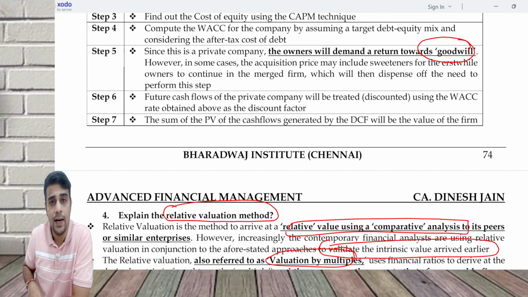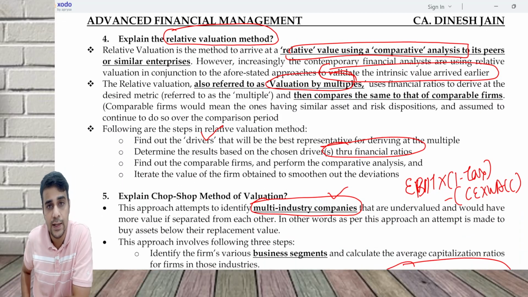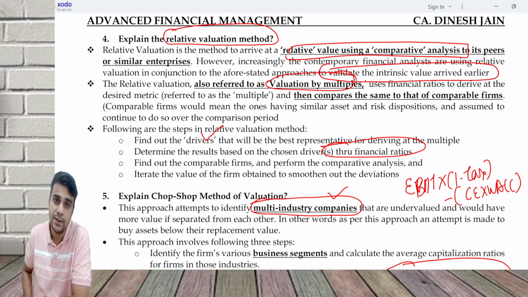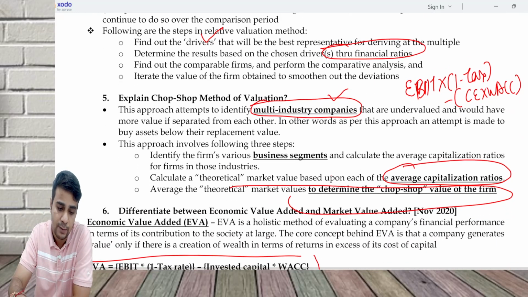Relative valuation is valuation by multiple. You arrive at the average multiples in the industry and then arrive at the valuation for your entity based on that. The chop shop method is useful in case you have multiple segments or a multi-industry company. Different segments could be valued differently, some could be on capitalization by sales, some could be on capitalization by EBITDA. Basically, you're breaking down the valuation and then clubbing all the values together, three, four, five, six based on the number of segments.